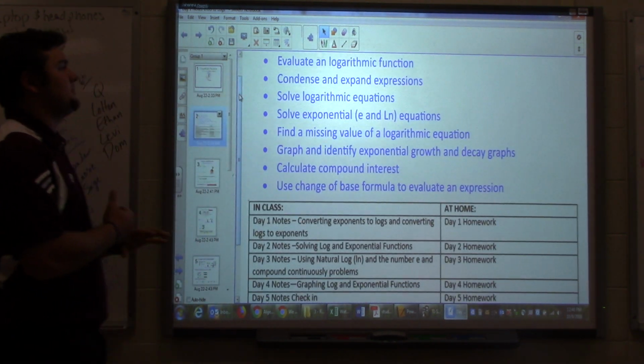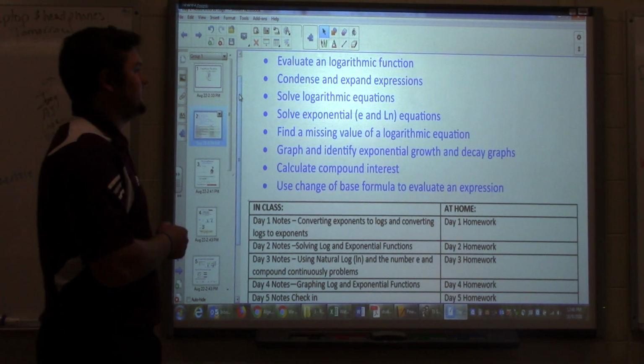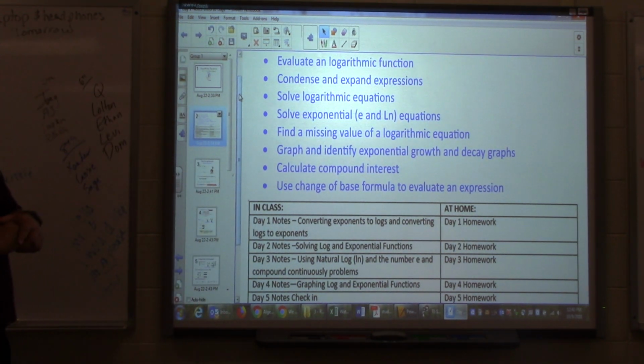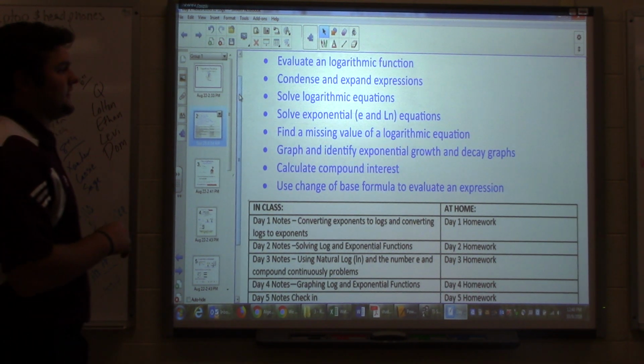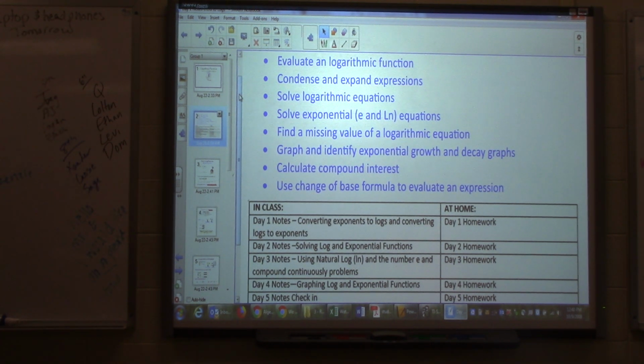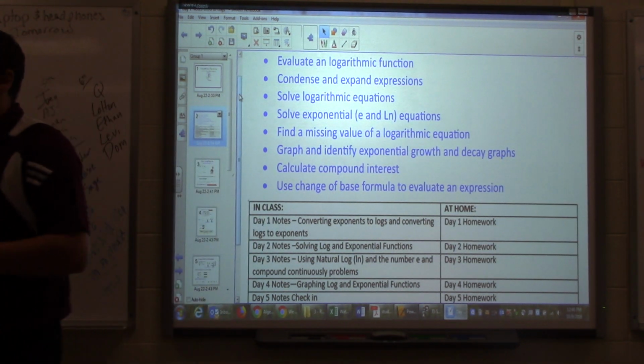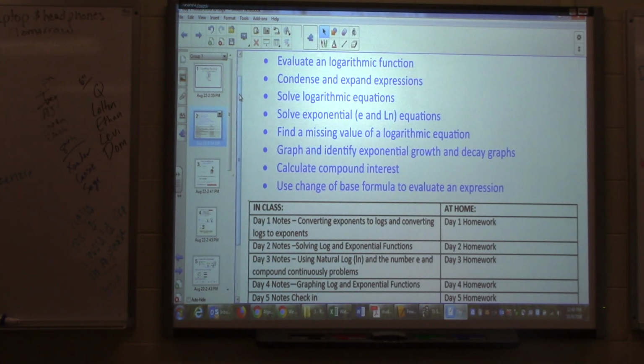So, we're going to do all sorts of things. We're going to evaluate logarithmic functions. We're going to condense and expand. We're going to solve equations using logs, solve exponential equations, find missing values in a log equation, graph and identify exponential growth and decay, calculate compound interest, which we've done a little bit of already, and use the change of base formula to evaluate an expression. So all that's going to get done in this unit. It is another long unit.